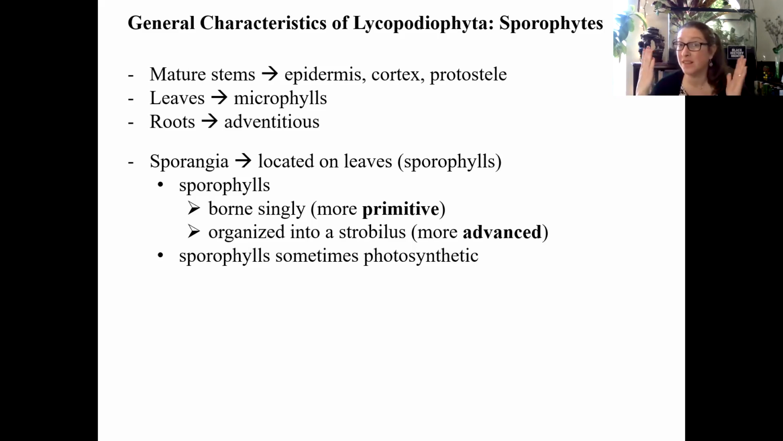But now we're in the vascular plants, in the lycopods, and the sporangia are now located on leaves. Where are the sporangia located on the lycopods? On leaves. What are those leaves called? Sporophylls. Make a note of that, please.